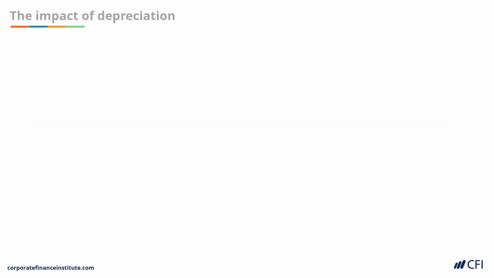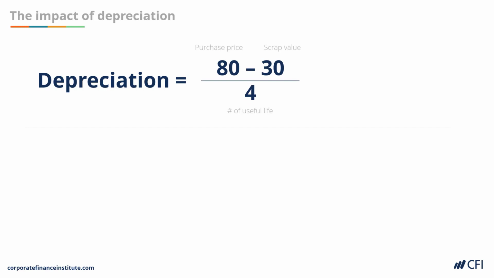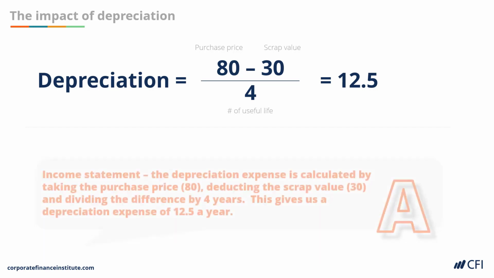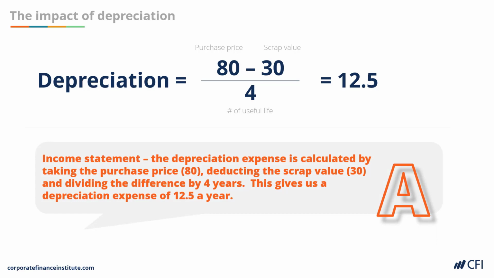On the income statement, we record a depreciation expense. We calculate that expense by taking the purchase price of the equipment, subtracting the scrap value at the end of its life and dividing it by the number of useful lives that it has. When we make that calculation, the result is a depreciation expense of 12.5 per year for 4 years. This is what will be recorded on the income statement for each of the 4 years that the asset is depreciated. But this is only half of the equation.